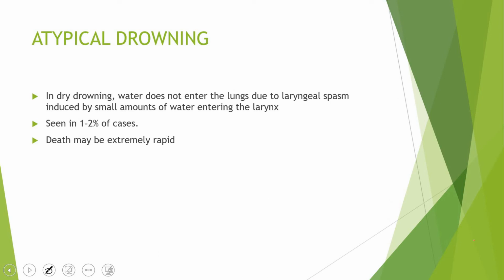What is atypical drowning? This is also known as dry drowning. And when does it occur? Water does not enter the lungs because there is sudden laryngeal spasm induced by small amounts of water entering the larynx, and it is quite uncommon. That's why it's called atypical. It's not the usual pattern seen, but this can occur.